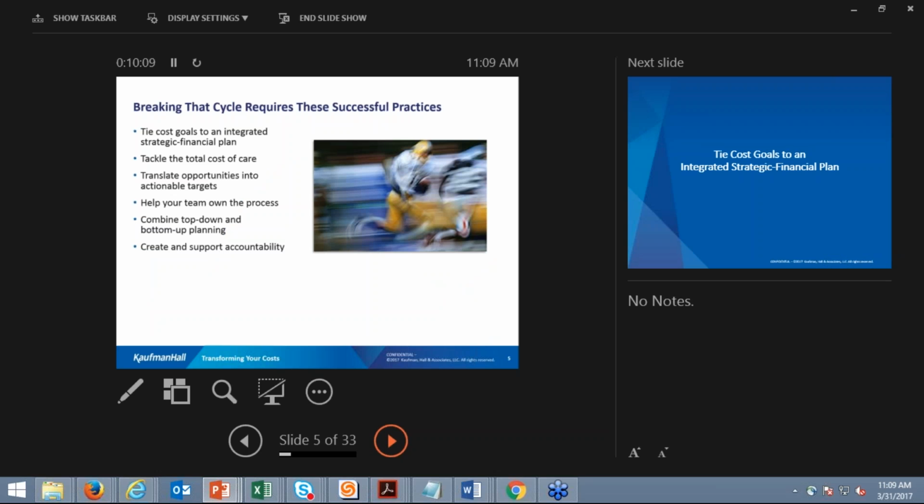So to avert that cycle of futility, we've identified a handful of best practices, really starting with the foundation of cost transformation in the strategic plan, in the long-range financial plan, really to have a no-holds-barred or everything-on-the-table approach to cost transformation. We'll then talk for a few minutes about translating overall goals into targets and some new or novel ways of using new sources of data to do that.